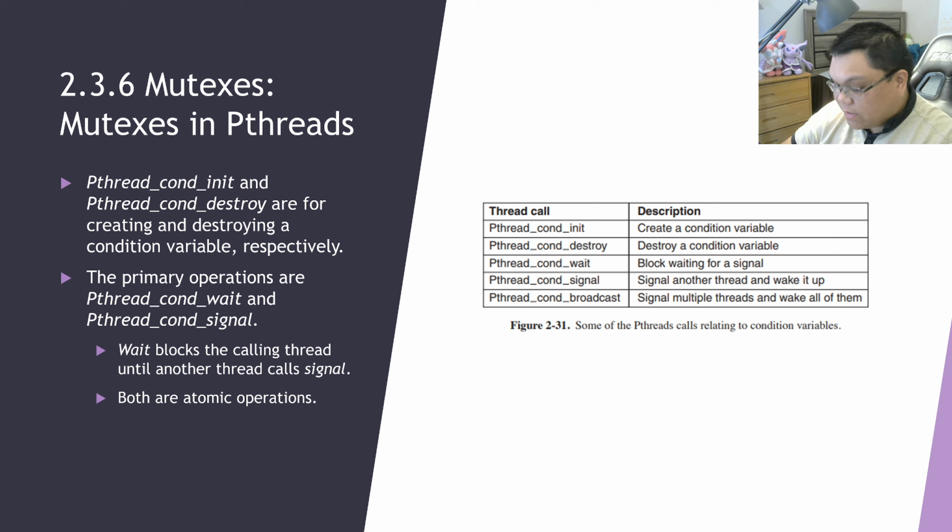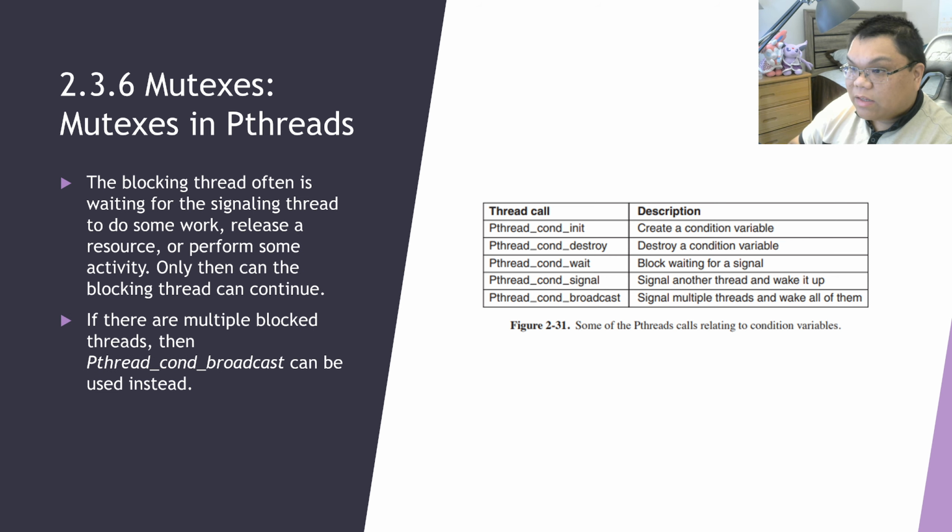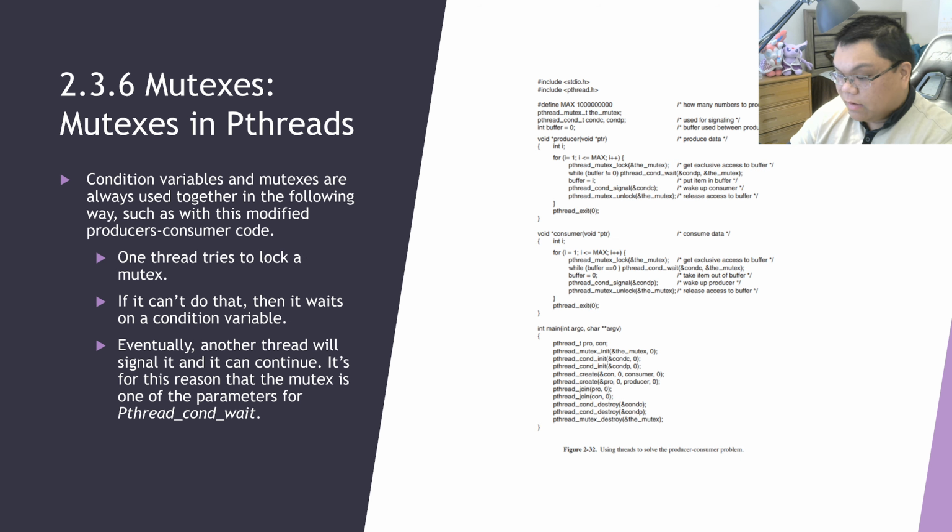These are both atomic operations. Wait blocks the calling thread until another thread calls signal. The blocking thread is often waiting for the signaling thread to do some work, release a resource, or perform some activity. Only then can the blocking thread continue. Also, if there are multiple blocked threads, then we use pthread_cond_broadcast instead. So, condition variables and mutexes are always used together, such as with the producer-consumer problem.